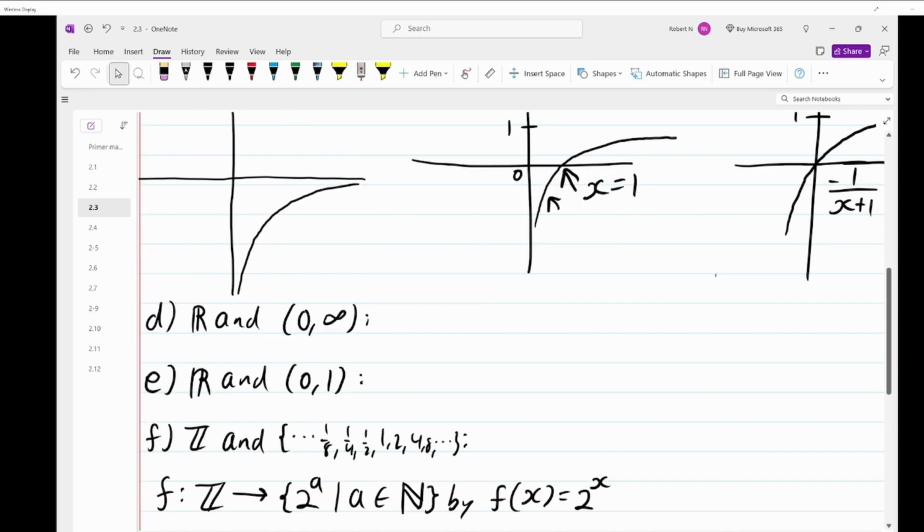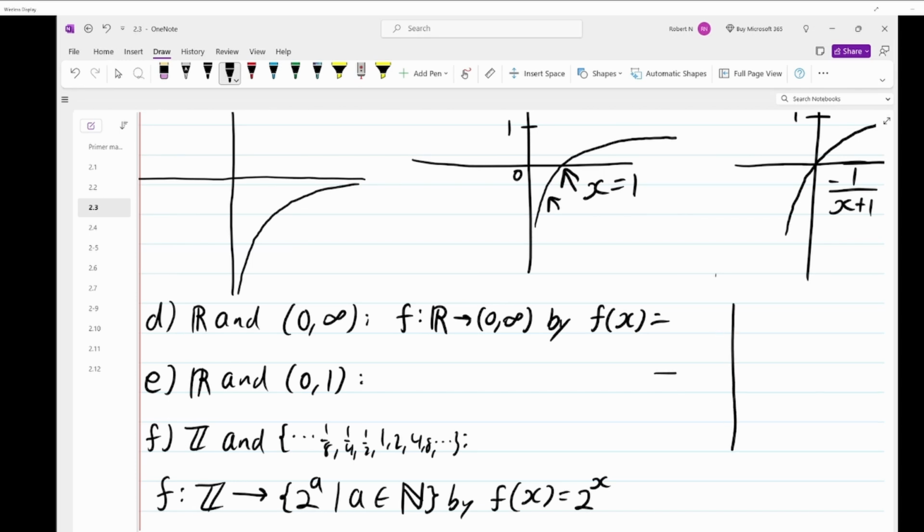Okay, between R and (0, infinity). So the set R, which is the real numbers. Yep. So if we draw another picture, we want something that covers the entirety of 0 to infinity. Somehow. A function that looks like this would do the trick. e to the x works. R and (0, 1).